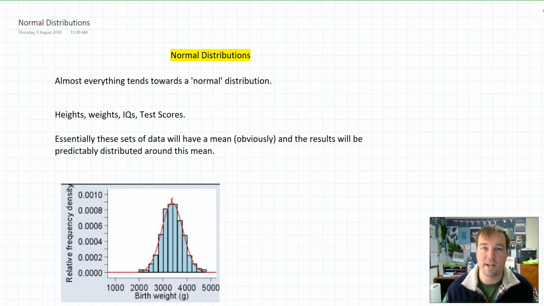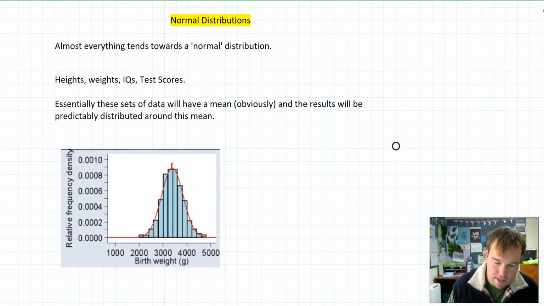Normal distributions underpin a huge area of statistics, and it will relate to anything where there's a mean and the results are predictably distributed around the mean. For example, heights, weights, IQ scores, test scores, and a very simple graph here is birth weights. That would be about the mean.